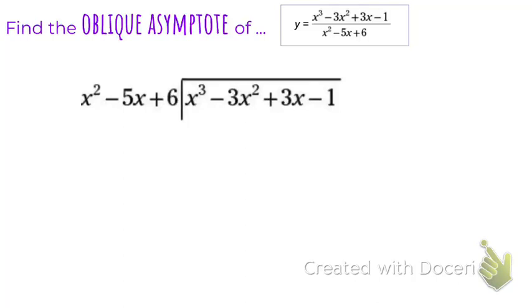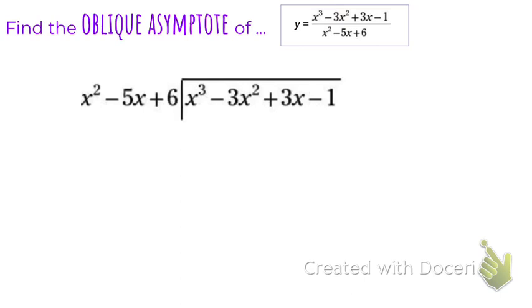Here we're going to find the oblique asymptote of this rational equation. I know it's an oblique asymptote because the highest degree of my numerator, which is a 3, is bigger than the highest degree of my denominator. To find the oblique asymptote, we're going to do long division.